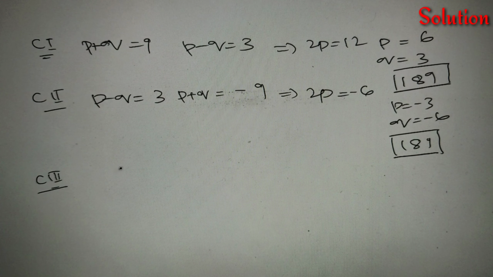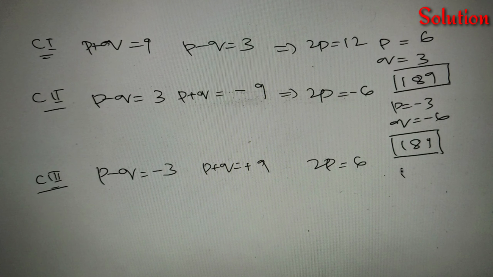Now let's take our case 3. For our case 3, we'll have p minus q value as minus 3 and p plus q value as plus 9. Now again, if we add them, we'll get 2p value as equal to 6. So in this case, the value of p is coming as 3 and the value of q is equal to 6. Now we know that if p's value is equal to 3 and q value is equal to 6, then we'll have p cube minus q cube as minus 189 because we'll have 27 minus 216. So in that case, p cube minus q cube is equal to minus 189.